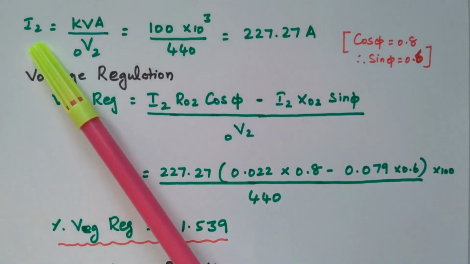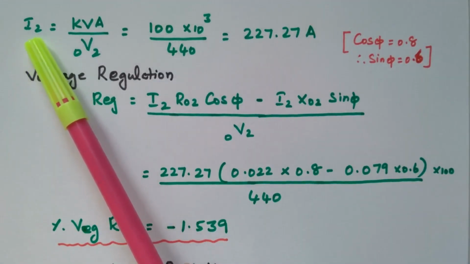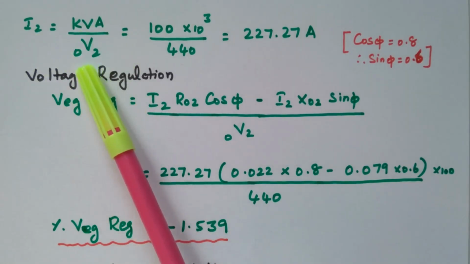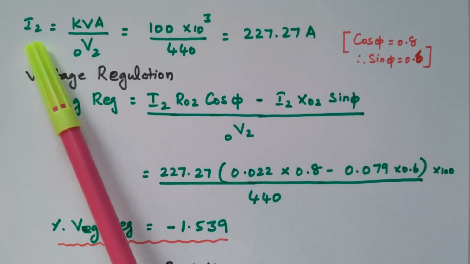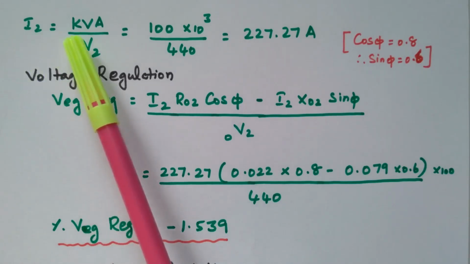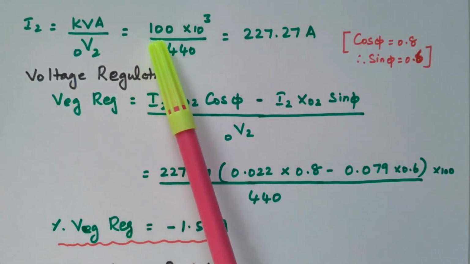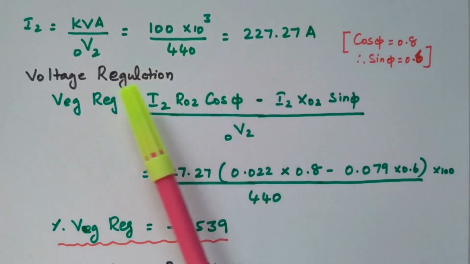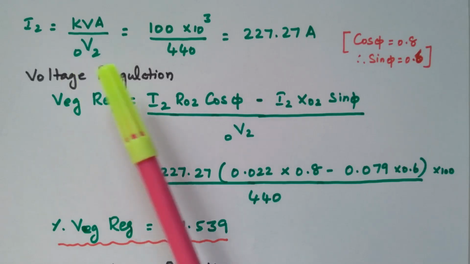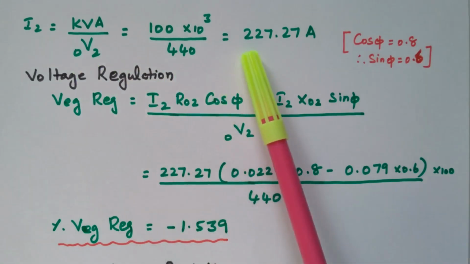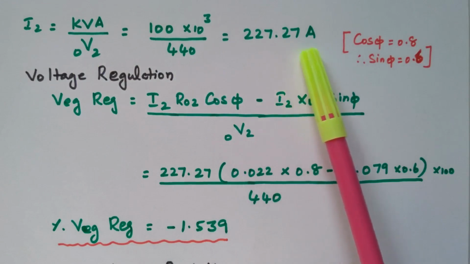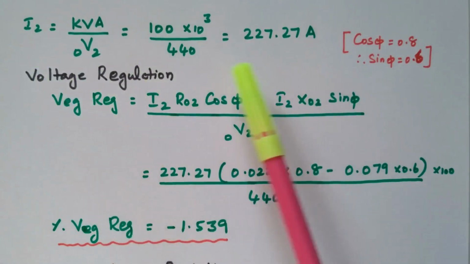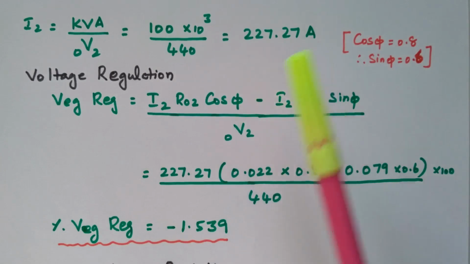Then we will find the I2 value. The secondary side current is kVA divided by the no load secondary voltage. From this formula we can find the current flowing in the secondary winding. The kVA rating is given as 100 kVA, multiplied by 10 to the power 3, and the no load secondary voltage we calculated is 440. So that is equal to 227.27 ampere. The current flowing through the secondary is 227.27 ampere.